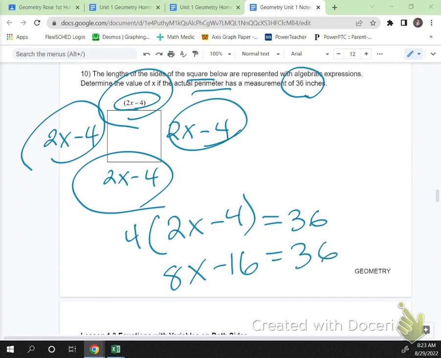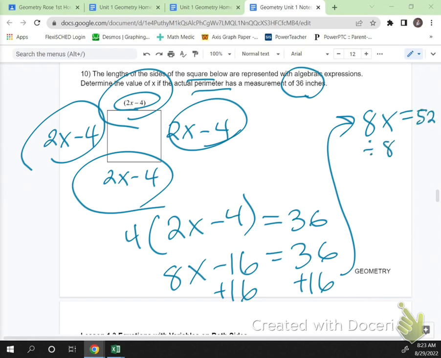Solve, solve, solve. Sorry, I'm running out of room. 8x equals 52. We're going to divide both sides by 8. Did we panic at the end? Because we got a decimal. X is about 6.5. That's okay. So, x is 6.5. We use the perimeter equation. Questions?